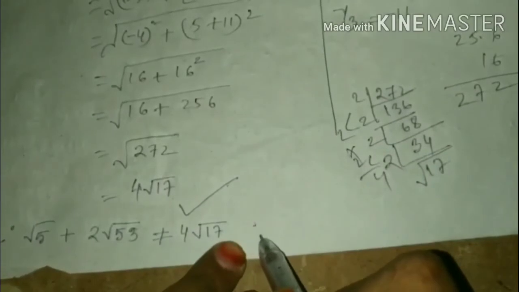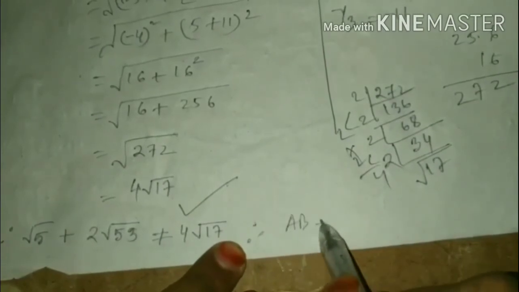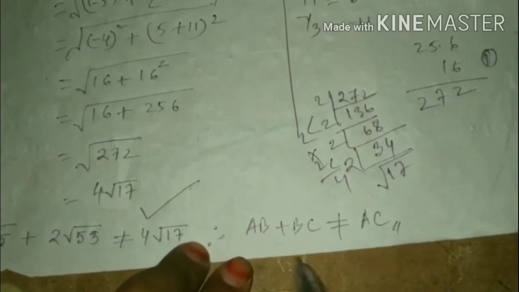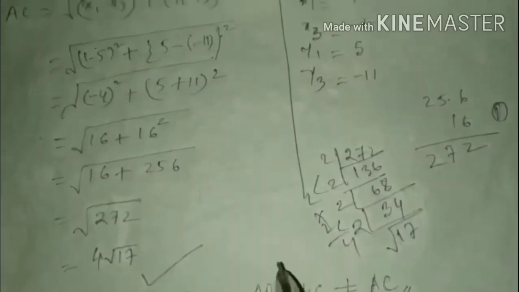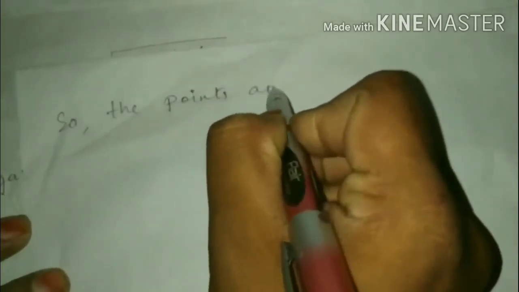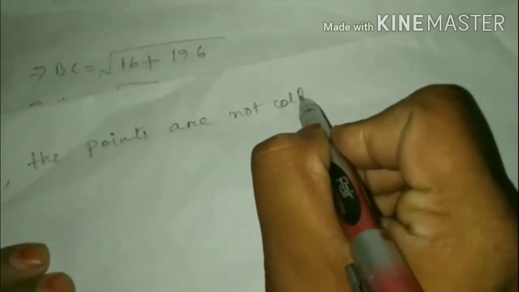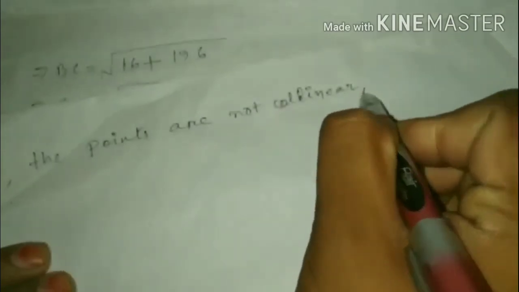So AB plus BC is not equal to AC. So this condition is not satisfied. So the points will not be collinear. So write down that the points are not collinear. That's all.